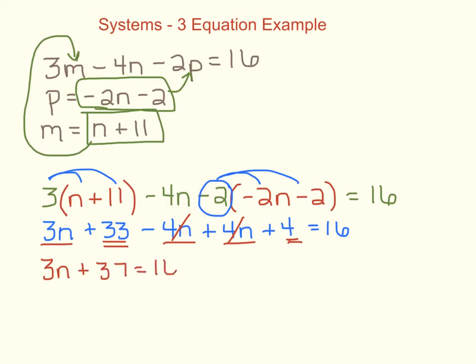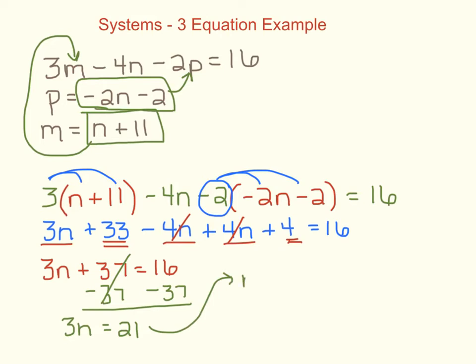Equals 16. All right, let's subtract the 37. Well, I believe that's going to be 21. Yep. So 3n now equals 21. I'm running a little short on space here, but that would mean that if I divide by 3, n is equal to 7. Okay, so that's my first answer.